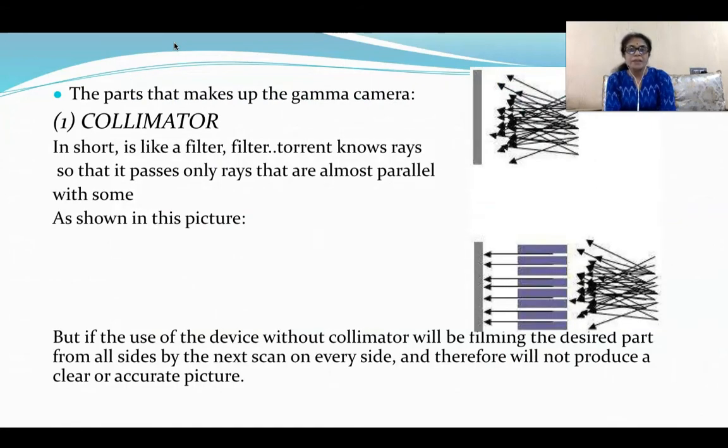The part that makes up the gamma camera is the collimator. In short, it is like a filter. It filters the gamma rays so that it passes only rays that are almost parallel, as shown in the picture. But a device without a collimator would be receiving rays from all sides, and therefore will not produce a clear or accurate picture.